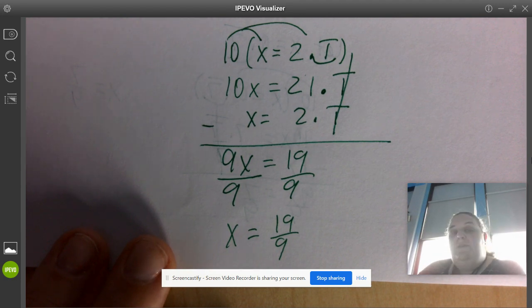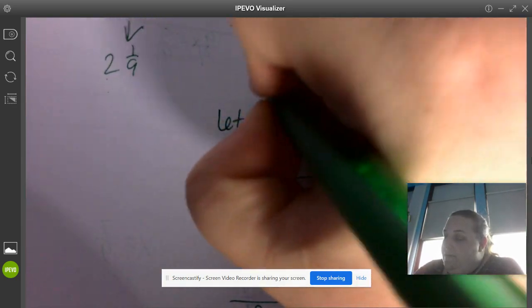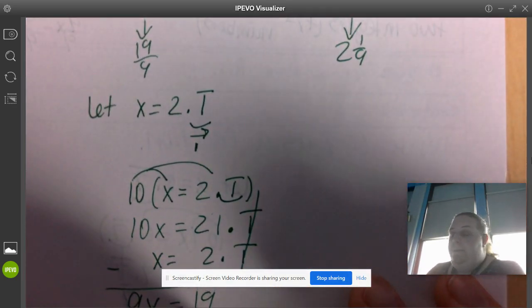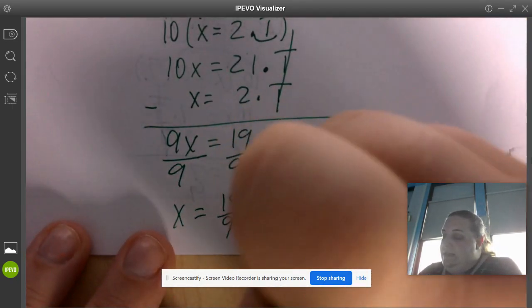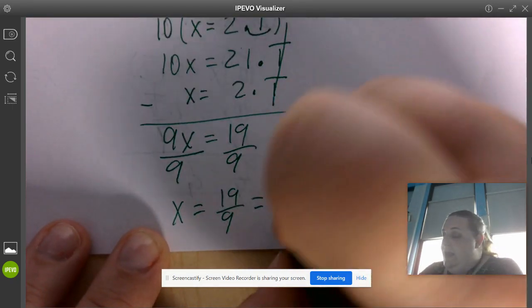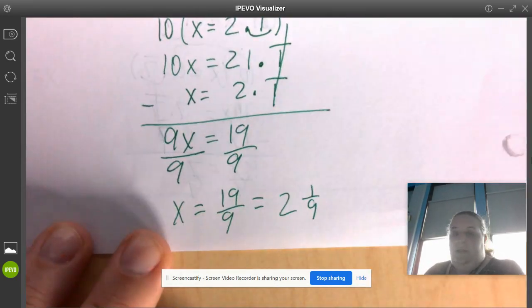Okay. So as a fraction, this is 19 over 9. Once again, you couldn't have guessed that. Okay. So 19 over 9. And then as a mixed number, 2 and 1/9. Okay. So if I change this, 19 divided by 9, well, 9 goes into 19 evenly 2 times. 2 times 9 is 18. We have 1 left over.